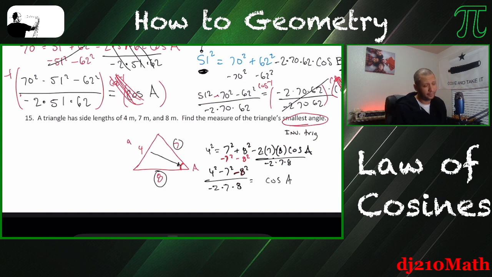Now, we don't want cosine of A. I just want regular A. So this means if we take the inverse cosine, it's going to cancel out. We have to do this to both sides because I can't do just one thing to one side alone. Okay, this is calculator work. It's the last one. Okay, this is going to be the measure of the smallest angle. It's going to be 30 degrees.